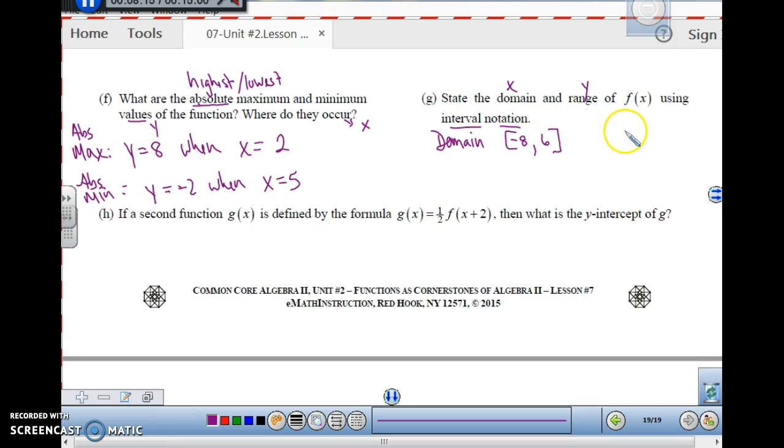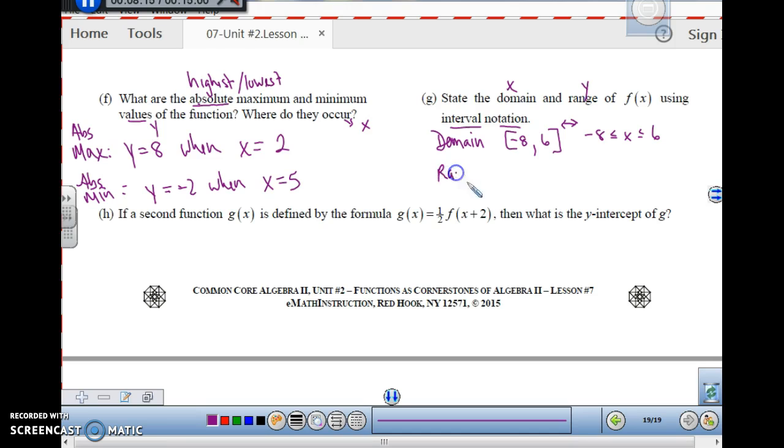The equivalent of this, saying this in the other notation, would be like this. These two are equivalent. These mean the same thing. So this is interval notation using the brackets because they are included.